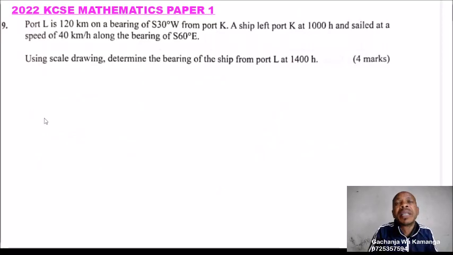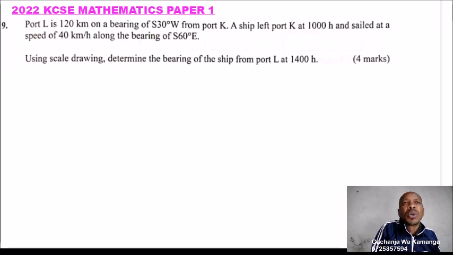2022 KCSE Mathematics Paper 1, number 9. We are told a port L is 120 kilometers on a bearing of south 30 degrees to the west from port K. A ship left port K at 10:00 hours and sailed at a speed of 40 kilometers per hour along the bearing of south 60 degrees to the east. Using a scale drawing, determine the bearing of the ship from port L at 1400 hours, and you get 4 marks.